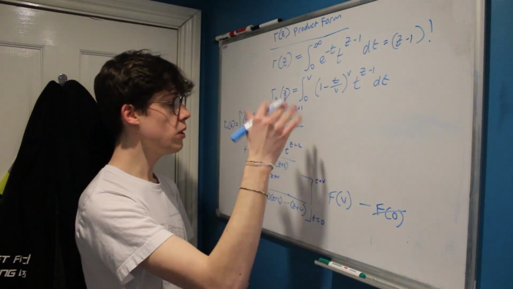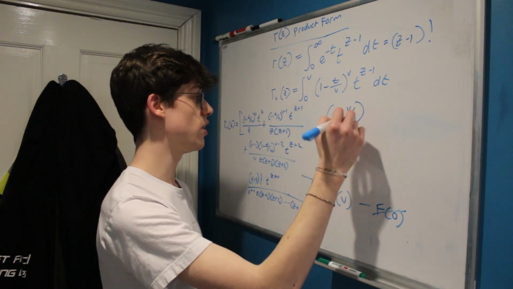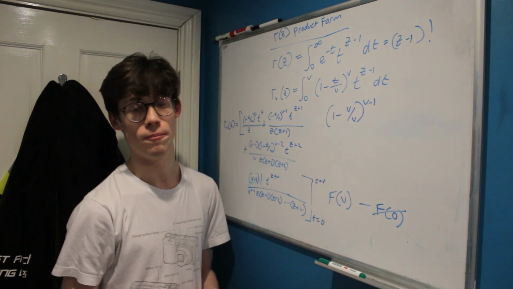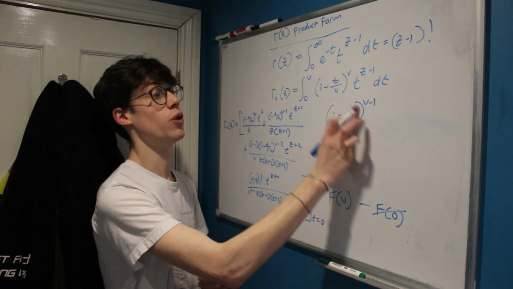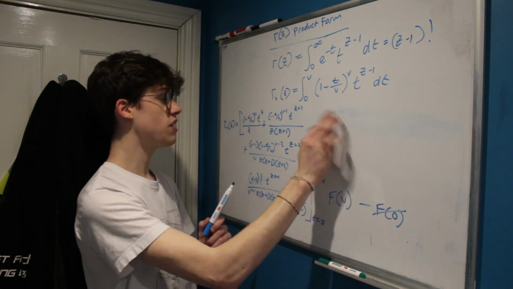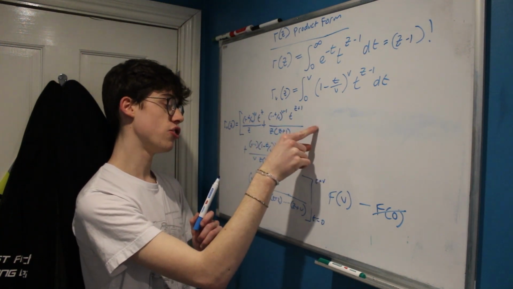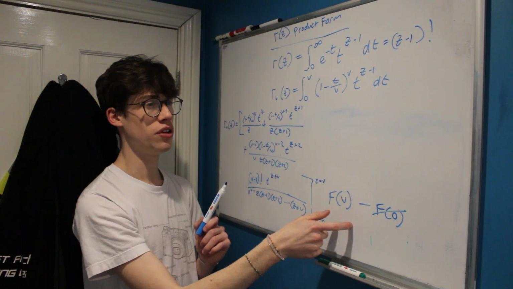Because when we put t as v, what we're calculating is 1 minus v over v to the v minus 1. In other words, 1 minus 1, or in other words, 0. So that would imply that every single term in this summation is 0, at the upper bound and lower bound, which would mean the whole thing will go to 0.